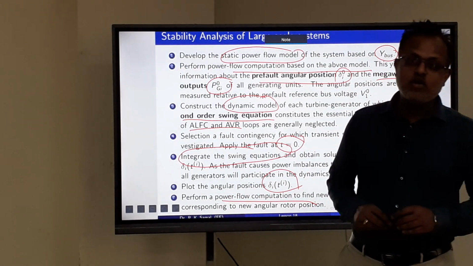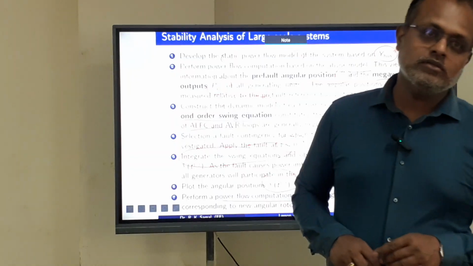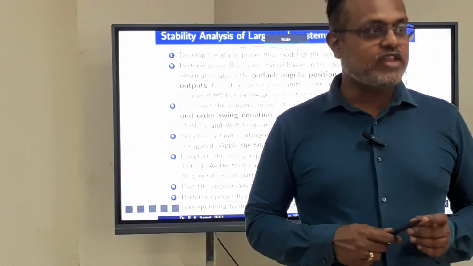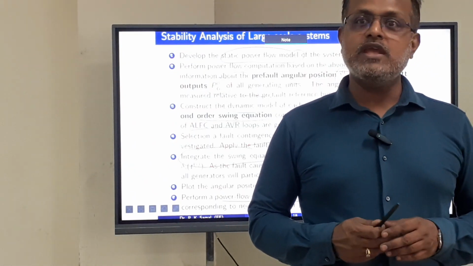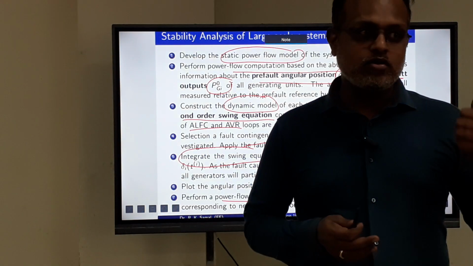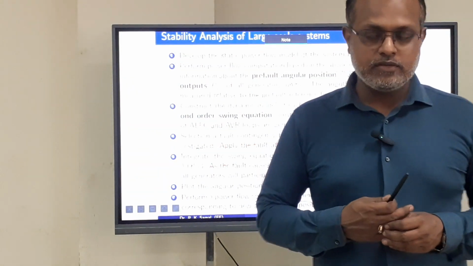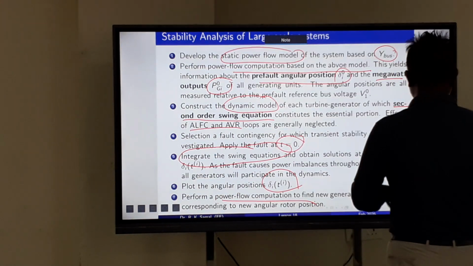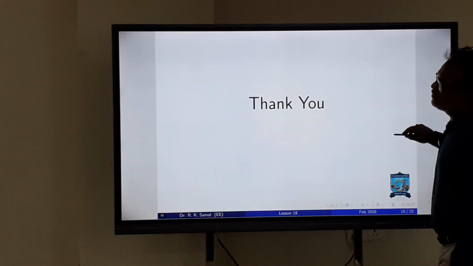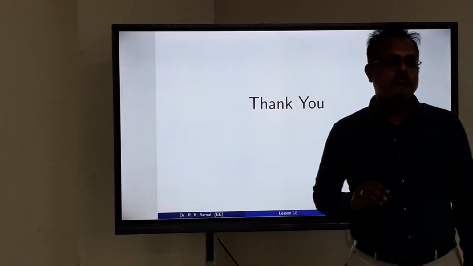So there can be a long question, a 4-mark question, which will be asked: what are the various steps to perform stability analysis for a large scale system? In that case, you will write this. So this completes module 3. Post midterm, we will move to module 4.